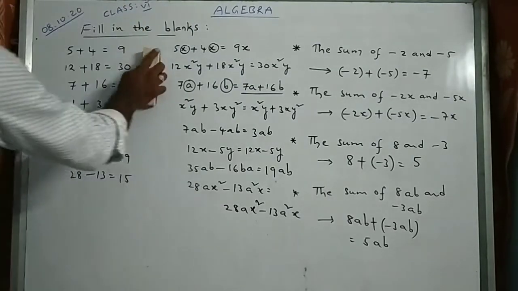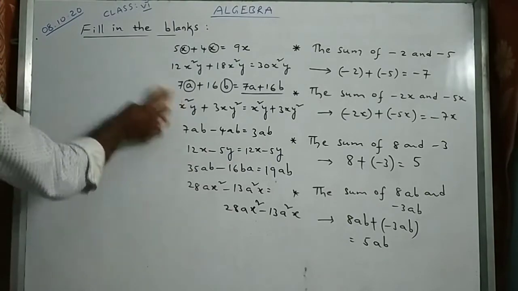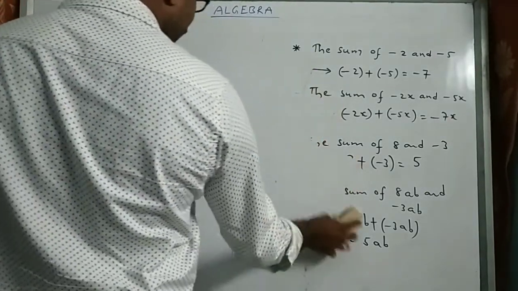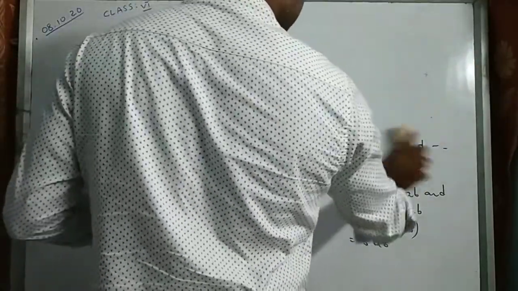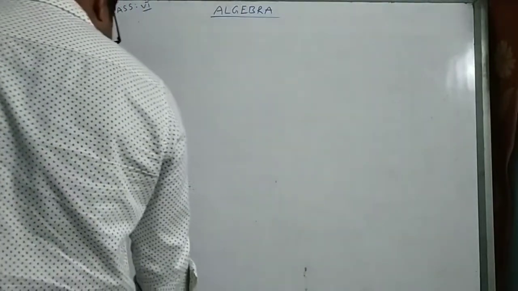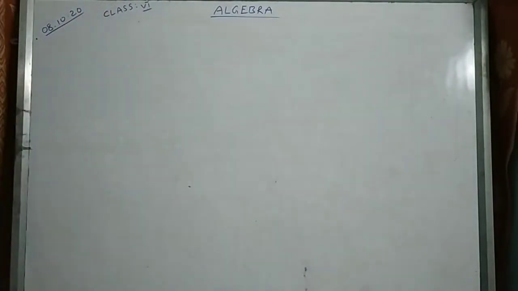Try to understand. Listen carefully and try to understand the concept. Addition and subtraction of like terms and unlike terms is very, very important. Okay? Basic concept.